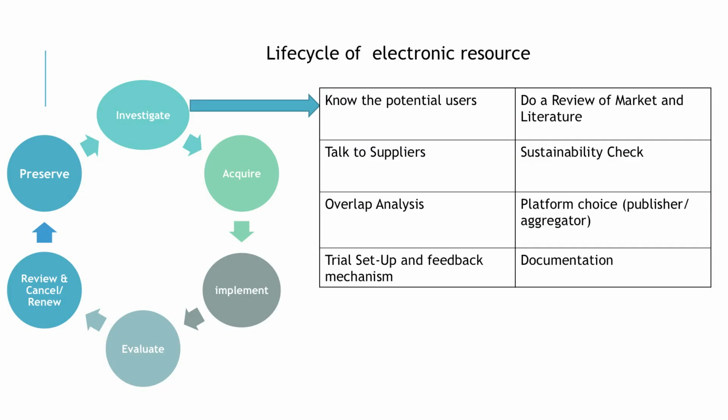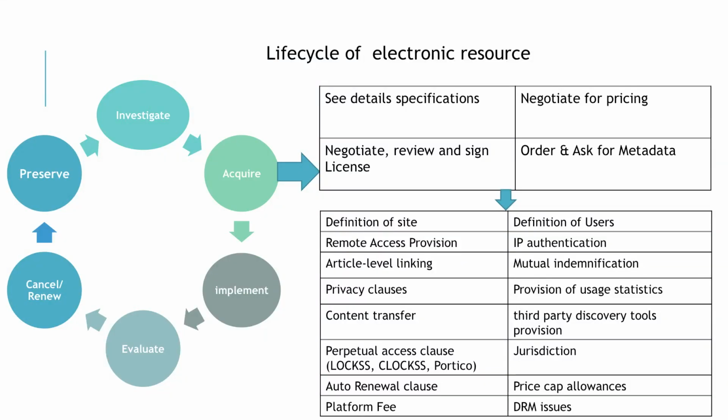Now, after that we go for the platform choice: from whom we have to procure the resources, whether from the publisher or from the aggregator, because we have both options of procurement. After that we go for the trial set, if there is flexibility for that, and based on the trial we should have a feedback mechanism and get feedback from the user. Ultimately, every process should be documented and recorded, and if it passes, then we go for the acquisition of the resources. That is the next step of the life cycle of ERM.